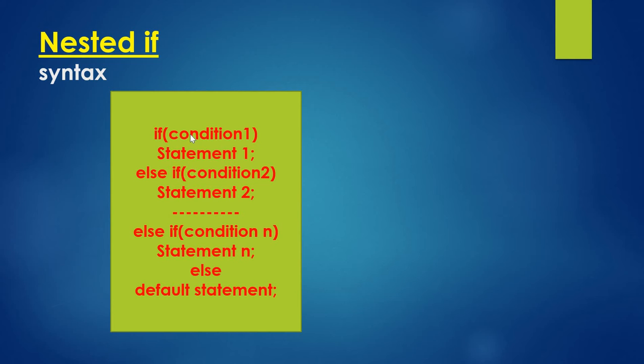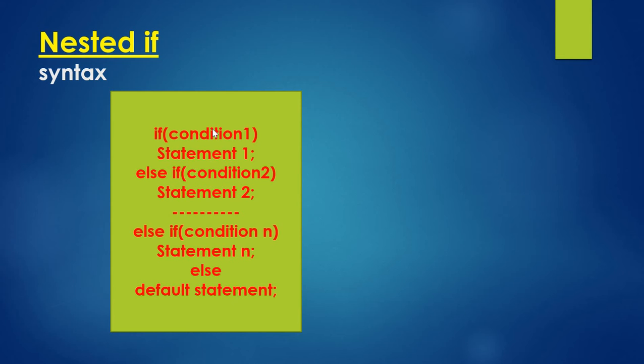First, if condition 1, then statement 1. In condition 1, you can write more than one statement also. If you are writing more than one statement, then you have to put the curly brackets. Here, we are writing only one statement, that's why here we are not putting the curly brackets. After that, else if condition 2, statement 2, etc. Else if condition n, then statement n, else default statement.